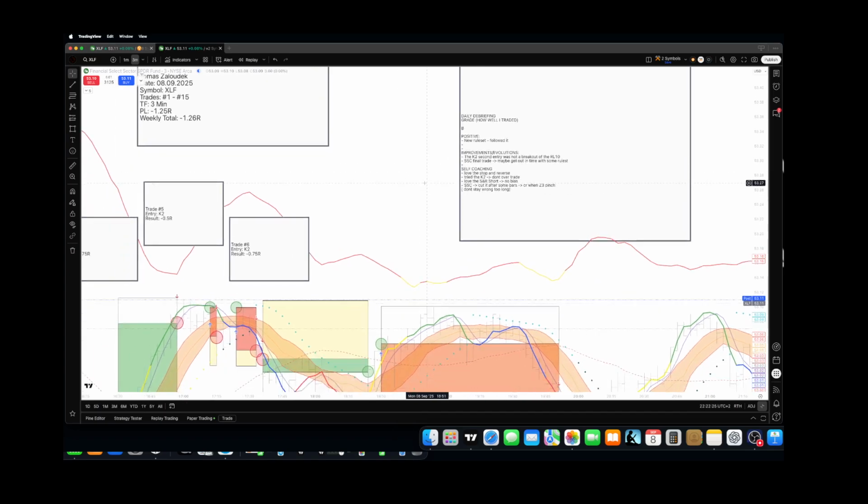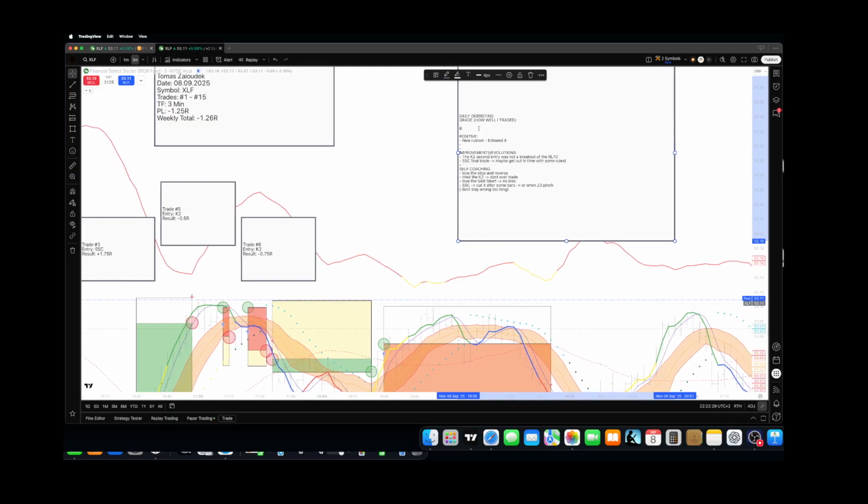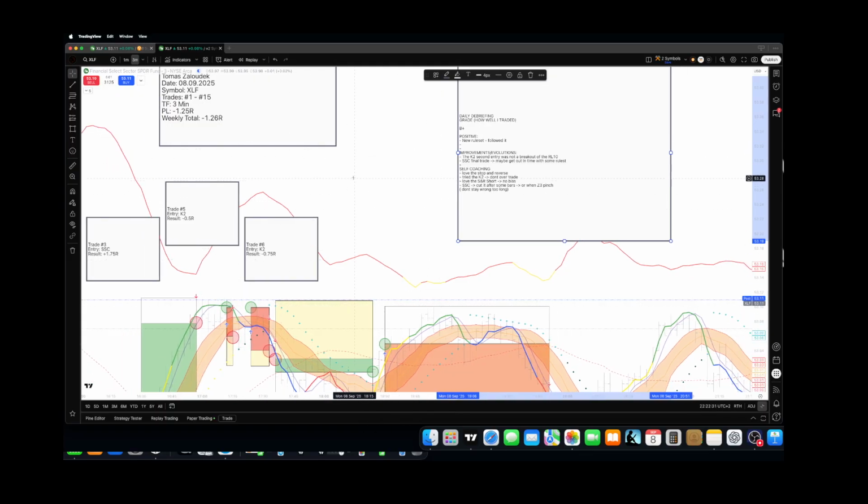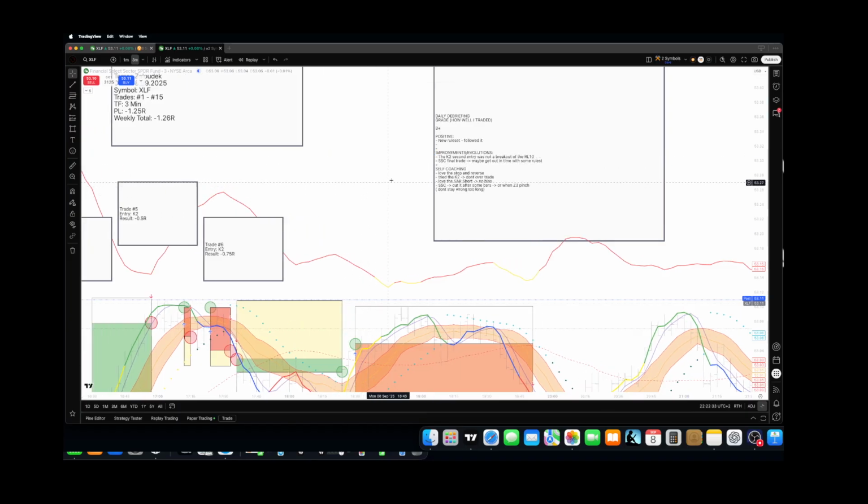I think this was like a B. I don't know why. When I looked at it, it felt like a B plus. Okay, maybe the Kata 2, but it felt well. So yeah, the Kata 2 second entry was not a breakout of that RL10. That's definitely something to improve on. SSC final trade, maybe get out in time with some rule set, obviously.